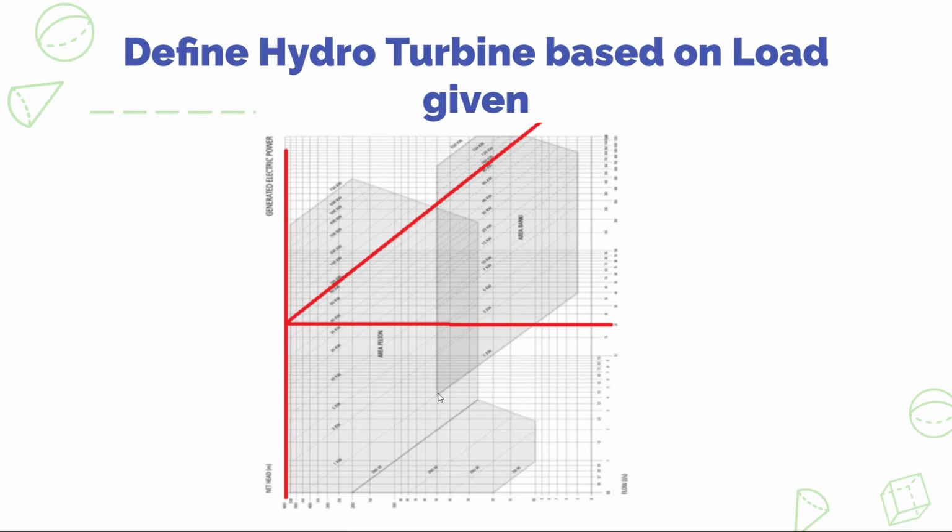So as we can see, this is the net height. This is the flow. This is the area of the hydro turbine power system, and this is the area of the banking. So yeah, that's all from me. Thank you.